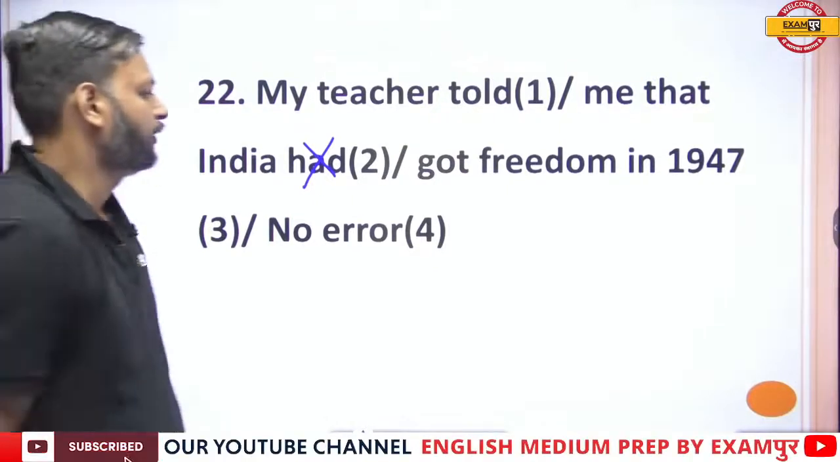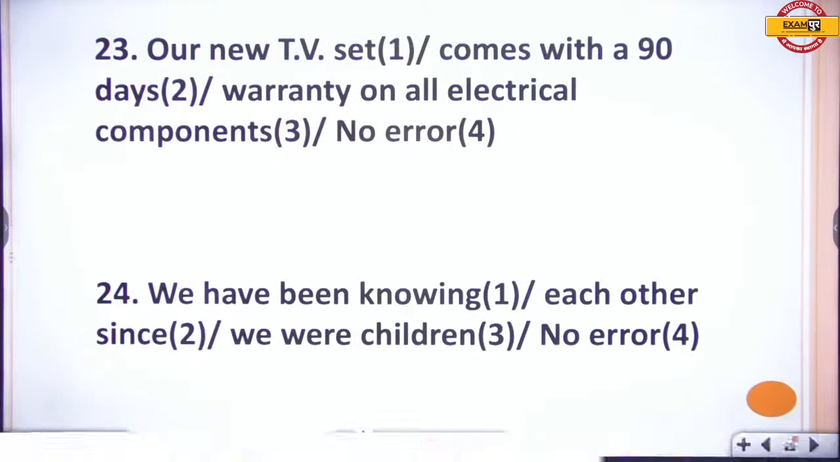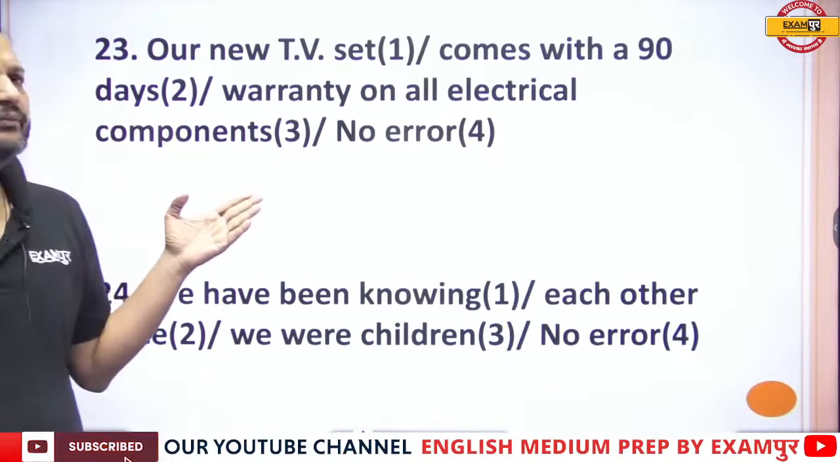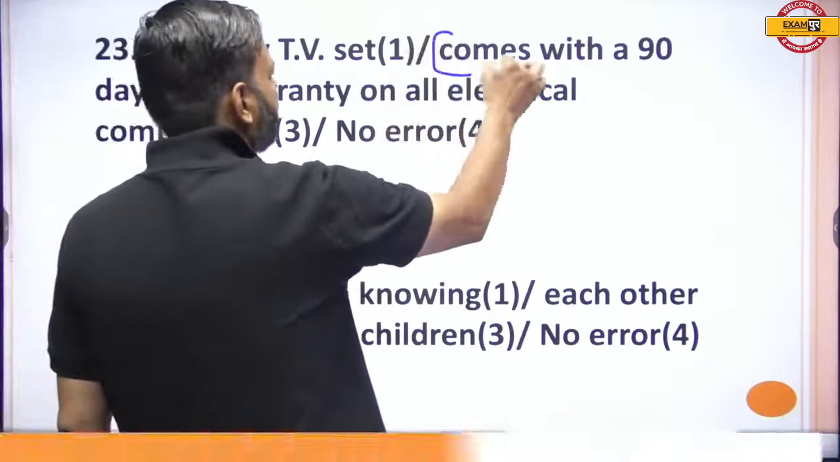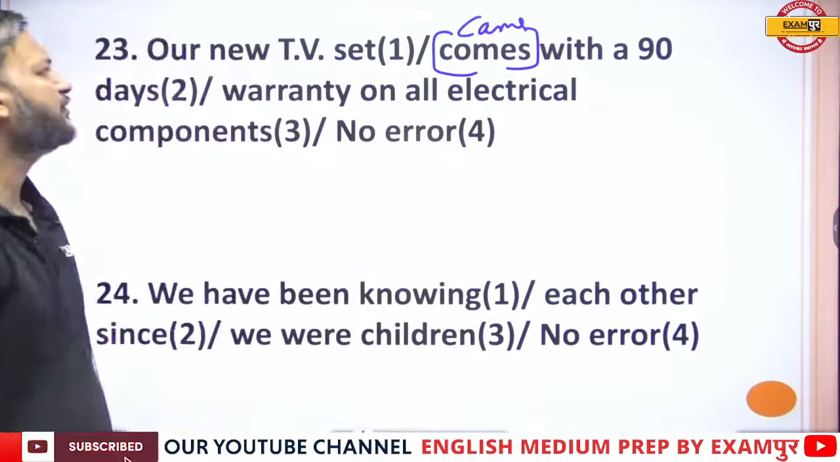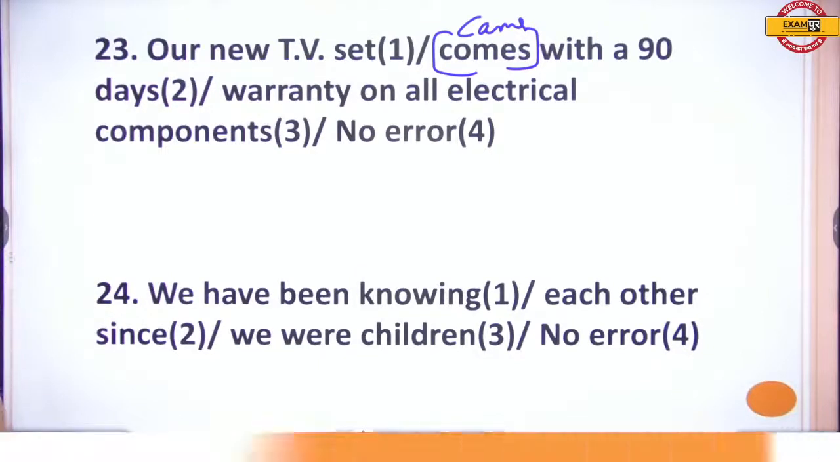Okay. Now the next question. My new TV set comes with the same thing, that this cannot be a routine action. So in place of comes, we have to write came. The sentence is: our new TV set comes with a 90 days warranty on all electrical components.